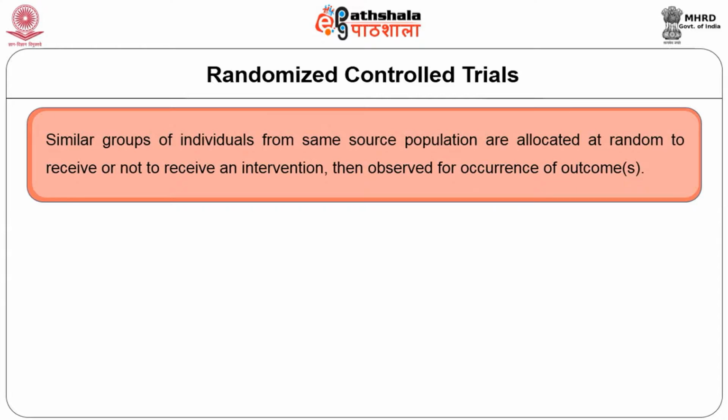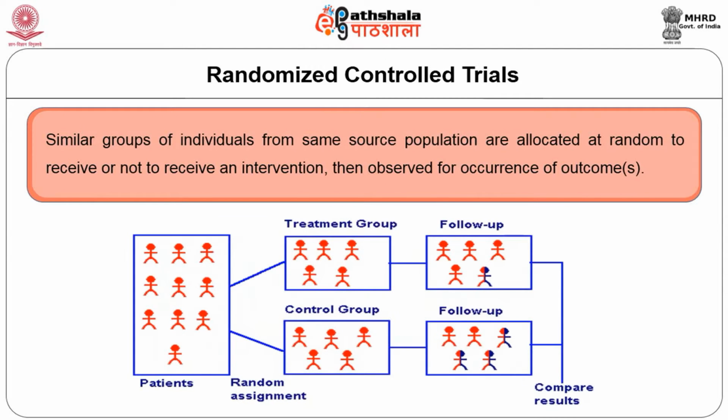Randomized control trials are where similar groups of individuals from the same source population are allocated at random to receive or not to receive an intervention, then observed for occurrence of the outcome. So, from the group of subjects or patients, one group is randomly allocated to treatment, another group is randomly allocated to control, and they are followed up for the prescribed time, and at the end you compare the results. This trial is more robust because it is controlled, all the situations have been controlled.